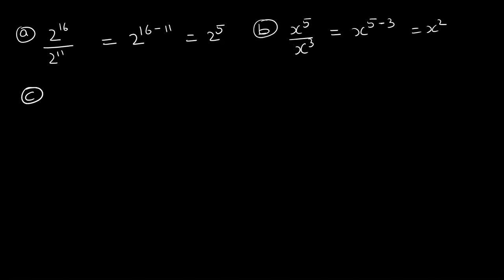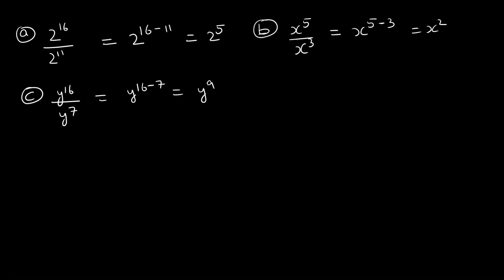Last example before we go into the other problem is y to the power of 16 over y to the power of 7. Again we write the base, 16 minus 7, we get y to the power of 9.